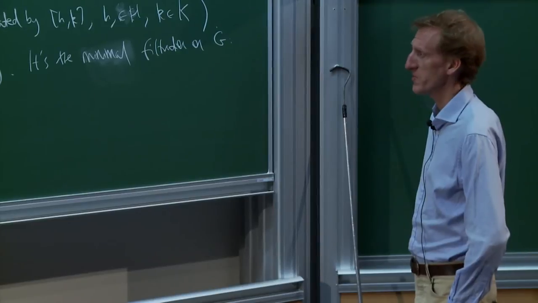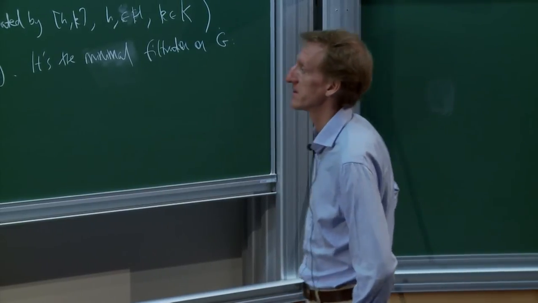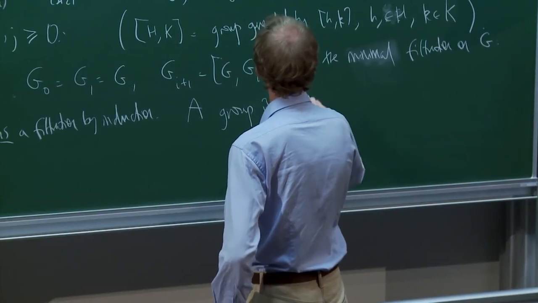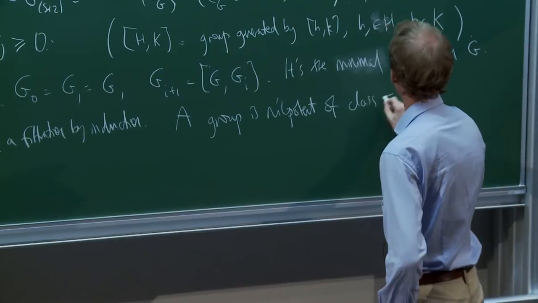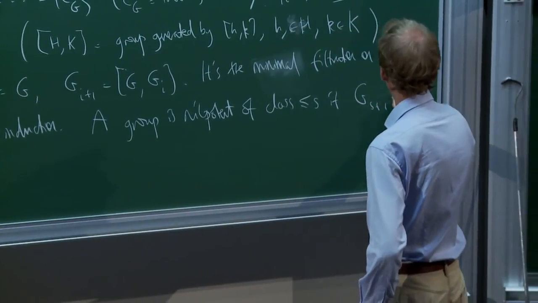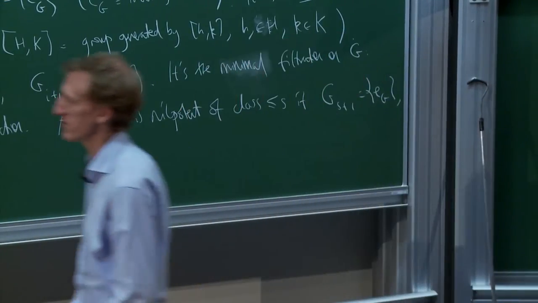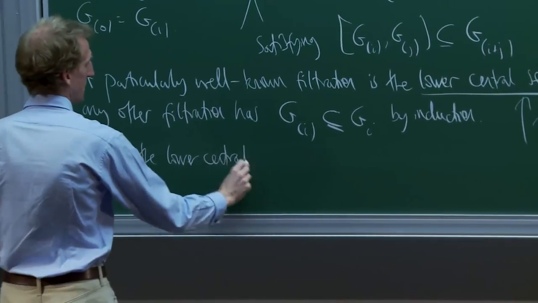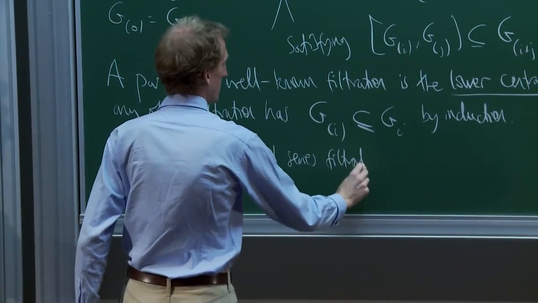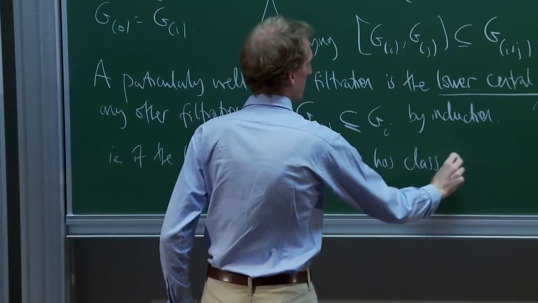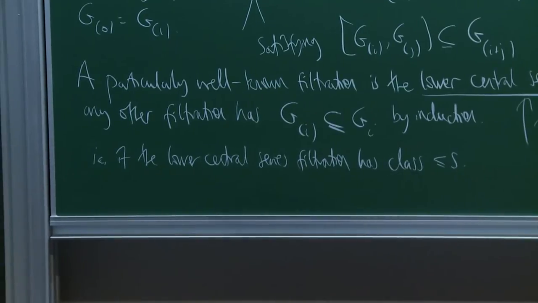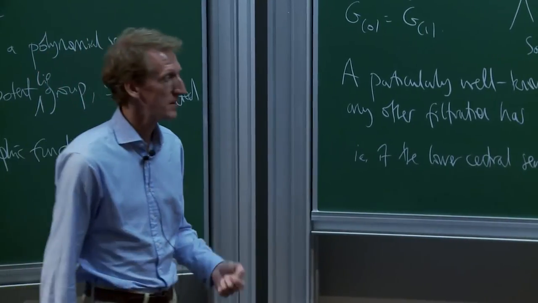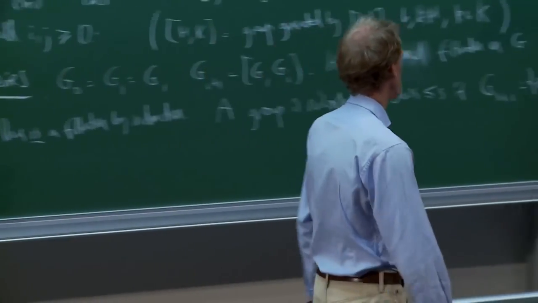So a group is, as is well known, nilpotent if the lower central series filtration has finite class. So a group is nilpotent of class s if G sub s+1 is equal to the identity, i.e. if the lower central series filtration has class at most s. And because the lower central series filtration is the minimal filtration, a group will only admit a filtration of finite class if it's nilpotent. So that's what nilpotent is.